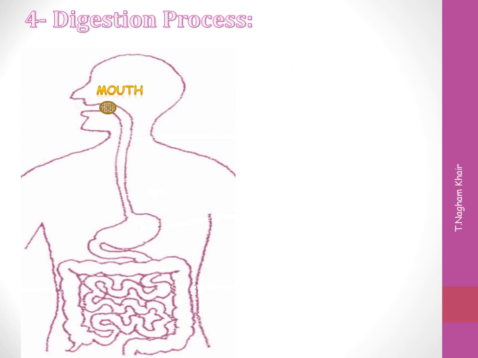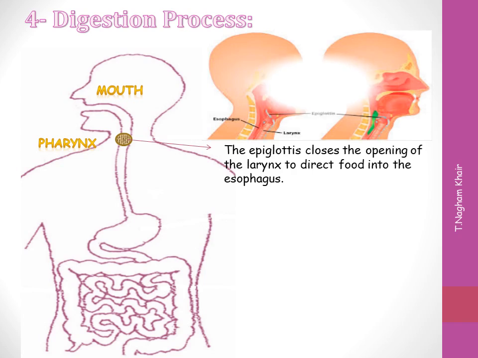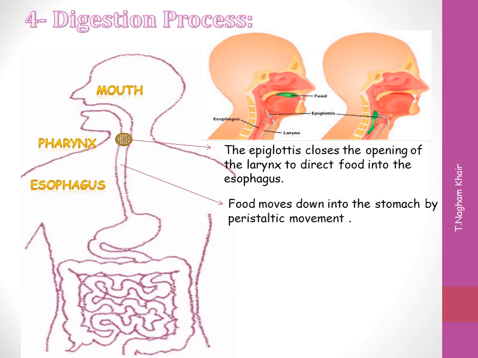After that, when we swallow food, it goes into the pharynx. Inside the pharynx, the epiglottis closes the opening of the larynx to direct food into the esophagus. As you are seeing here, the epiglottis here is opened. Food is still inside the mouth. However, when we swallow food, the epiglottis is closed toward the larynx in order to allow food to pass only into the esophagus. Inside the esophagus, food moves down through peristaltic movement, where the muscles of the esophagus contract and relax, allowing food to reach the stomach.